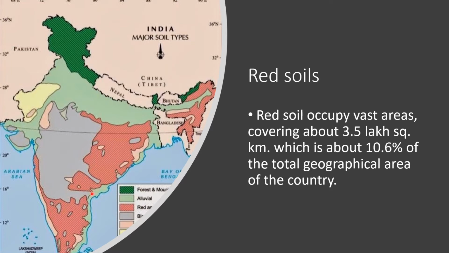The red soil occupies nearly 3.5 lakh square kilometers, which is about 10.6% of the total geographical area of the country. These regions are spread in Tamil Nadu, almost the whole of Tamil Nadu, parts of Karnataka, southeastern Maharashtra, eastern parts of Andhra Pradesh, Madhya Pradesh, Orissa, and the Chota Nagpur plateau of Jharkhand.